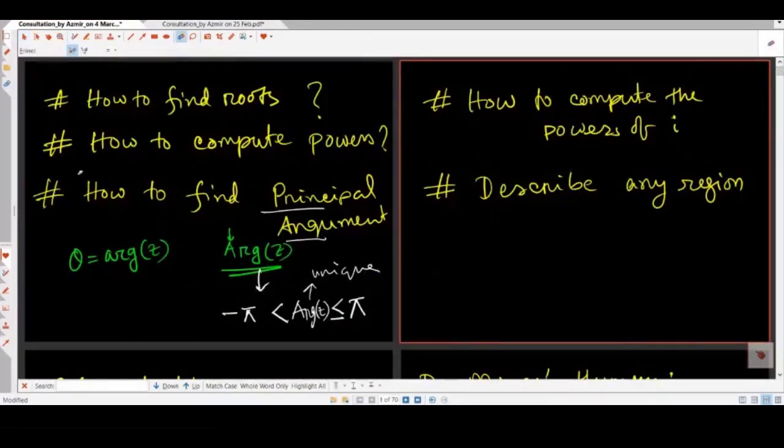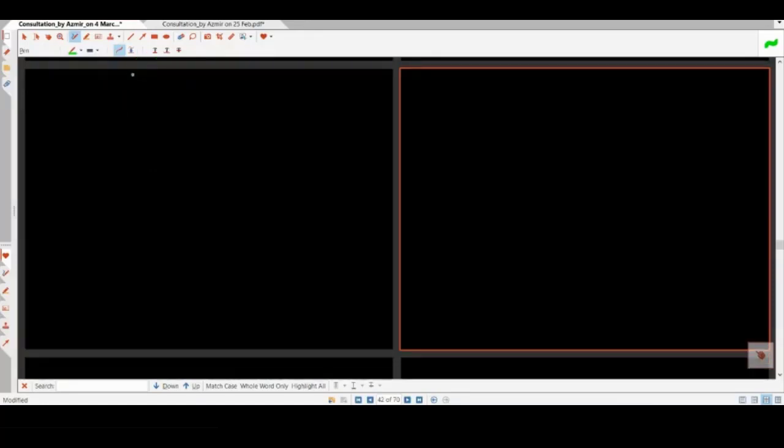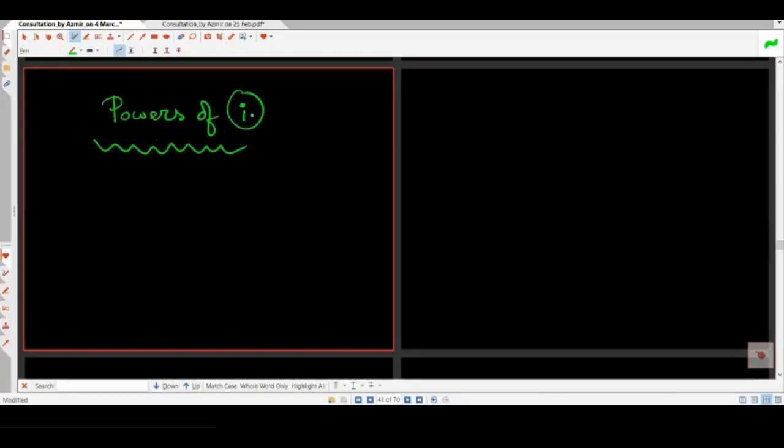So let's now focus on the powers of i. So now we are trying to find the powers of i. Just a small letter i that is known as the imaginary unit.